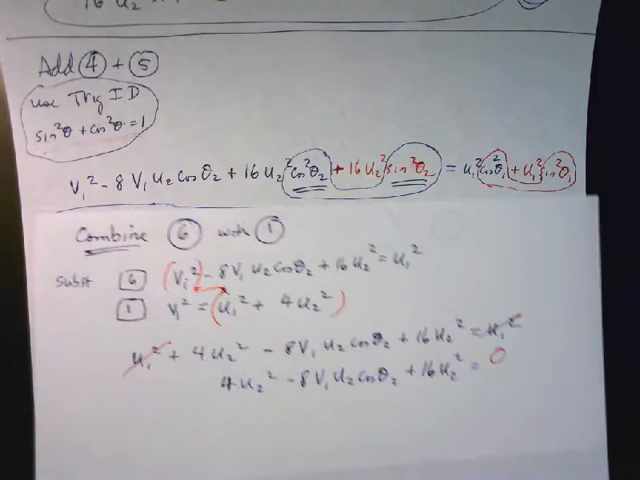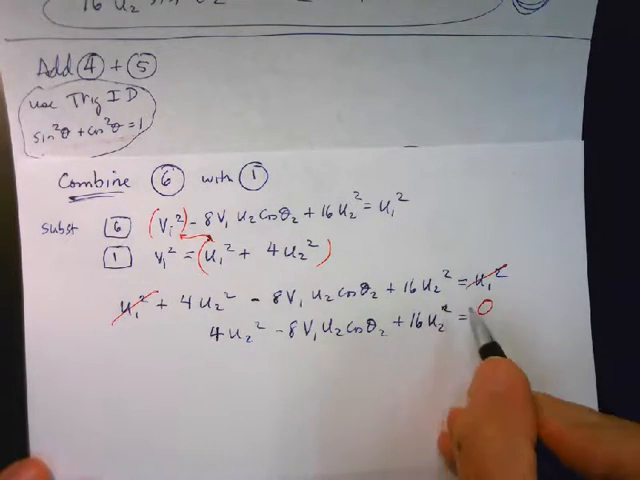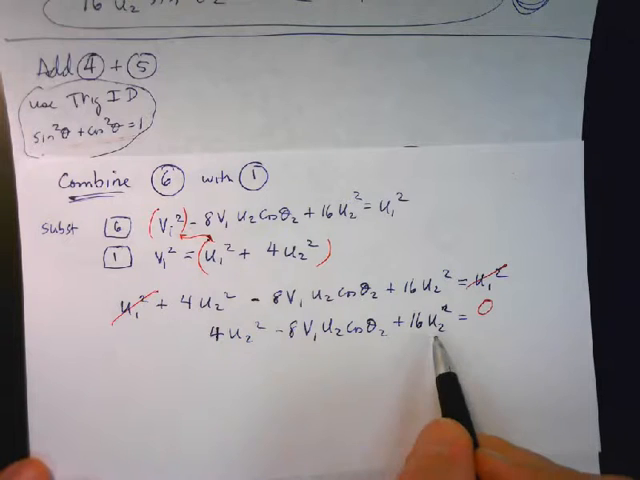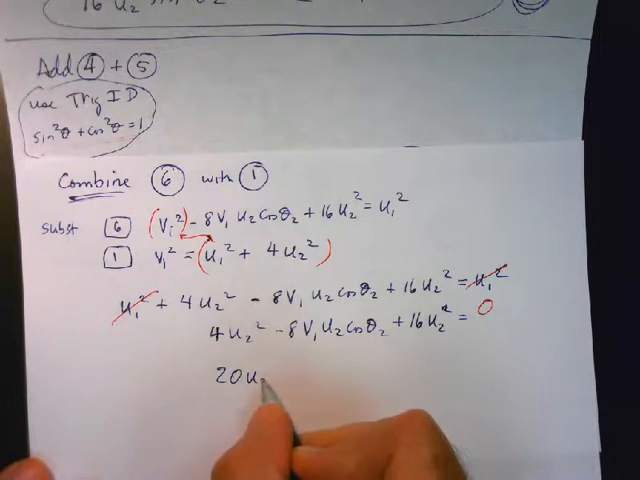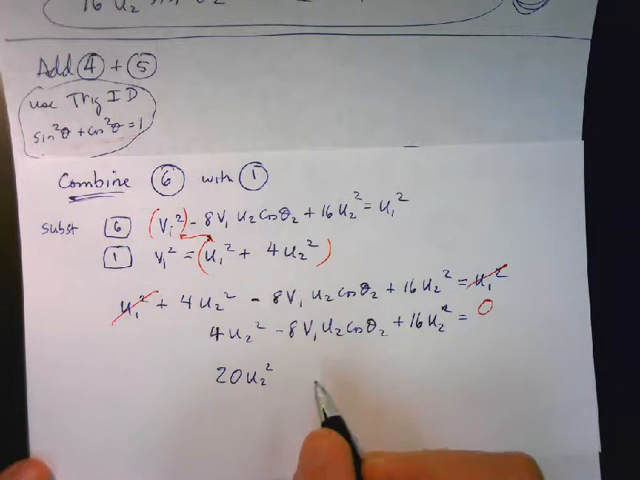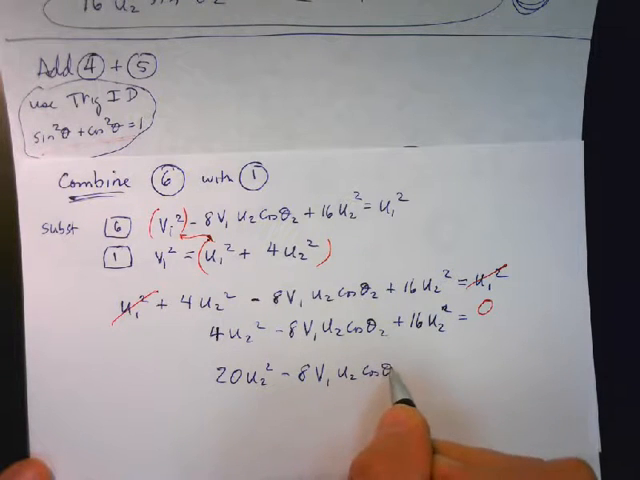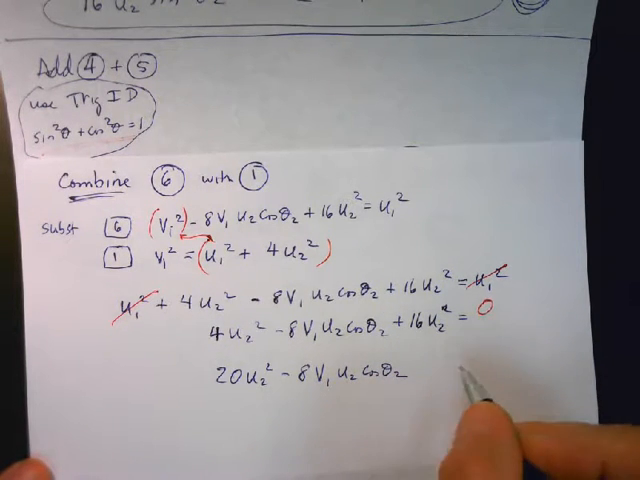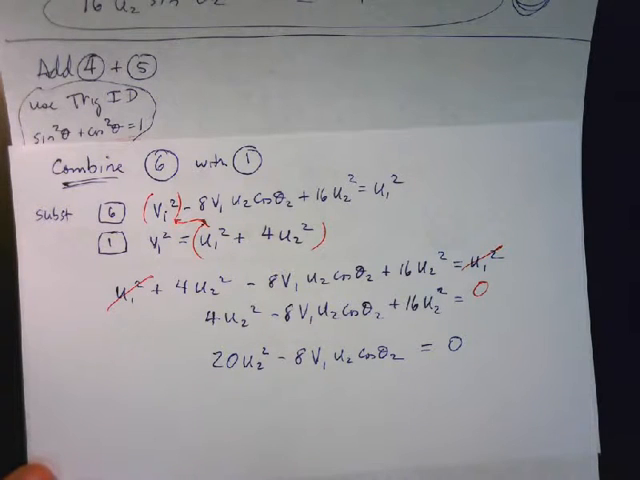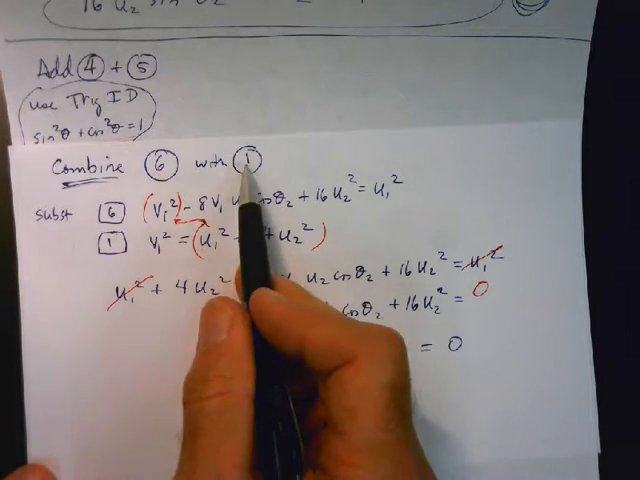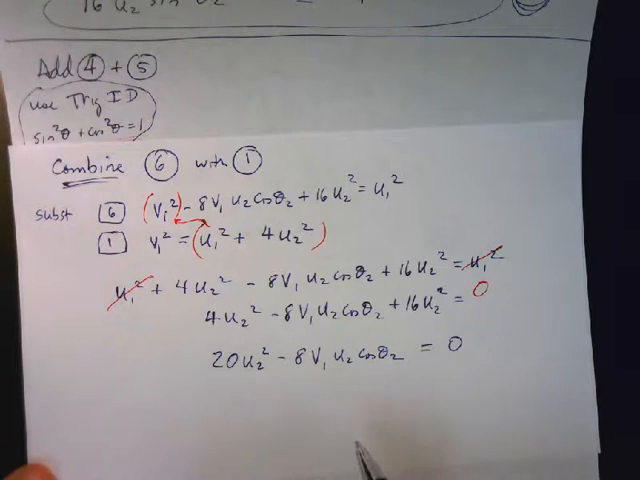Okay, and I see here that we have 4u2 squared and we have 16u2 squared, so 4 and 16 is 20u2 squared minus 8v1u2 cosine theta 2, and that's equal to 0. Okay, so we've simplified that down quite a bit. What we did is combine equation 6 with 1 and simplified it down as much as we could.